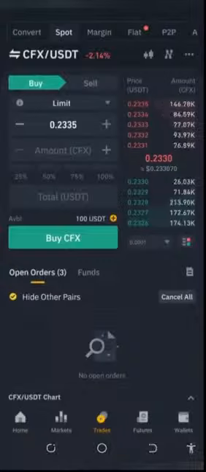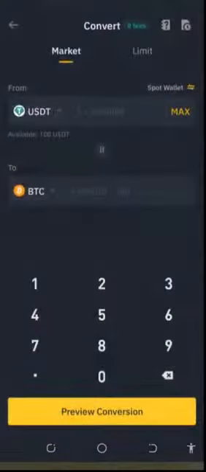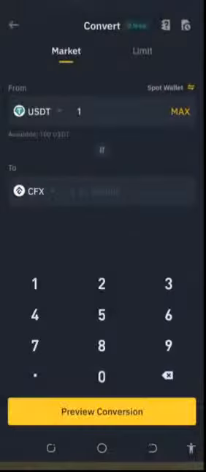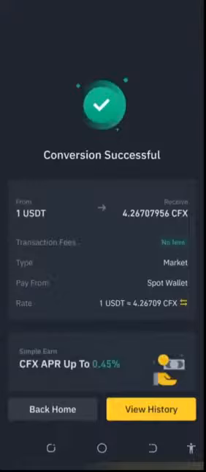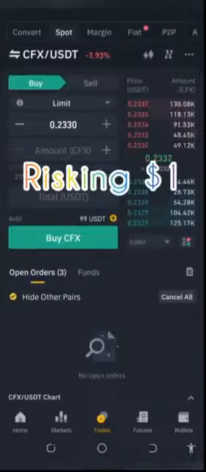Okay. So first off, let's see. Because this is in the spot trading section, we can't do anything less than $10. So let's go into convert. I'm going to do this in convert. Let's see how much we will get. Okay. Let's put $1 here. And then we go check for CFX. Can we change this? I don't know. Let's find this out. It looks like we can. Let's just go ahead and change this. So what do we have? We've got 4.26 CFX. Okay. Let's go ahead and do this. We're just risking $1. That's fine. So we have $99 left.